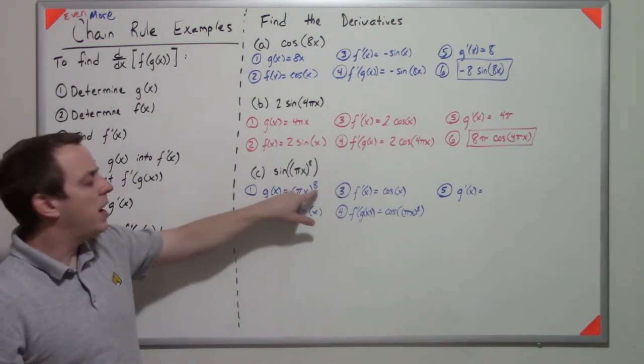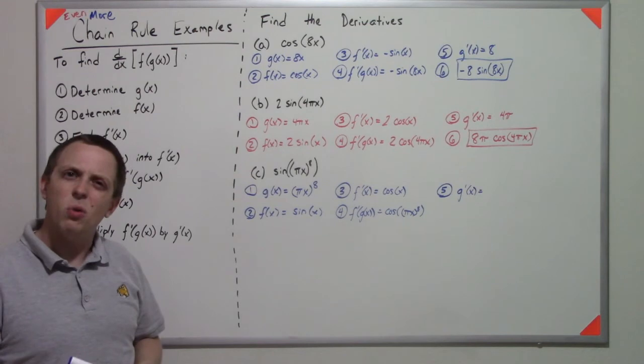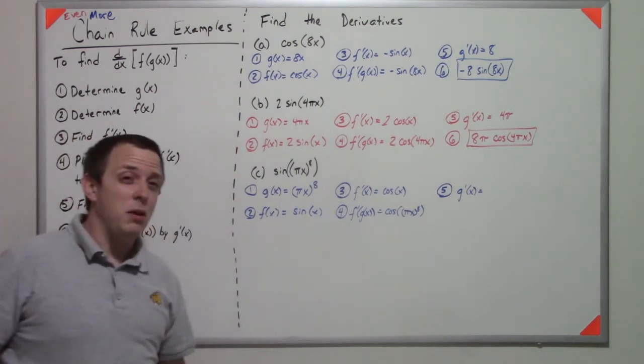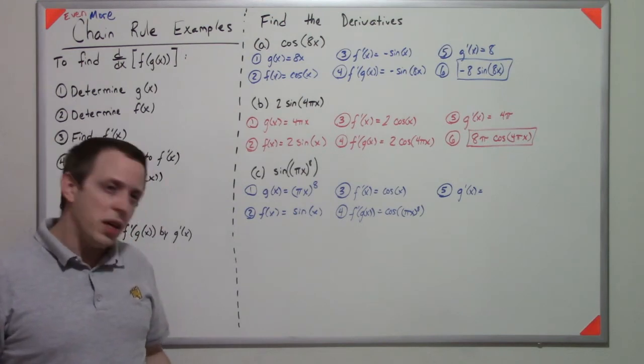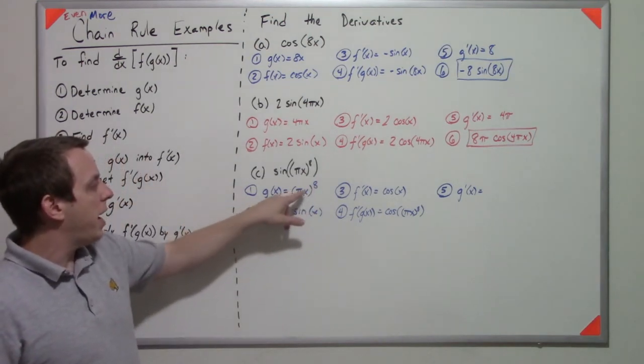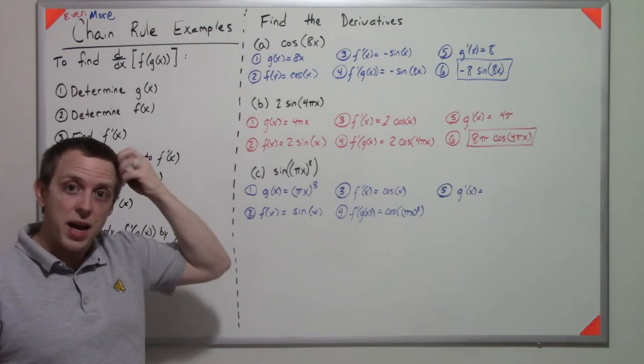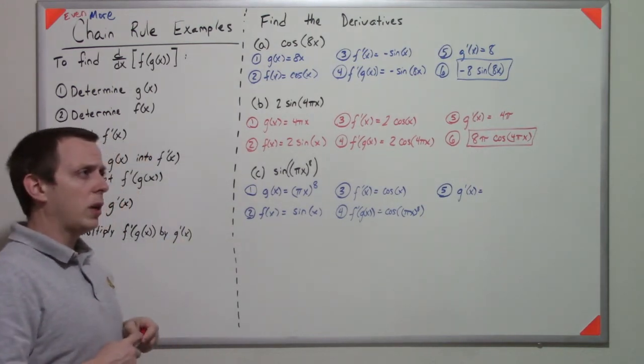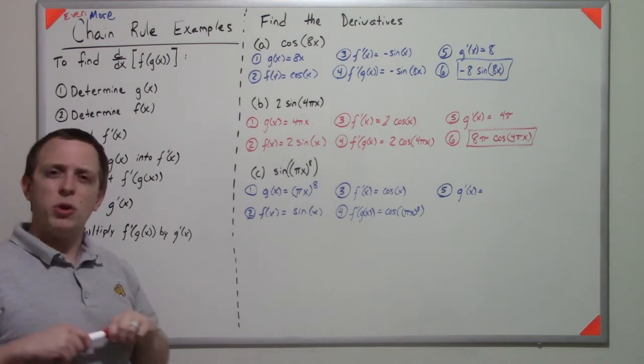g prime, pi x to the 8th. Uh-oh. So there's a couple ways to do this, and you might have thought about one of them already, which is you could distribute the 8 out, and you'd have pi to the 8, x to the 8th. And that'd be a perfectly fine way to do that. But I want to do it a slightly different way.